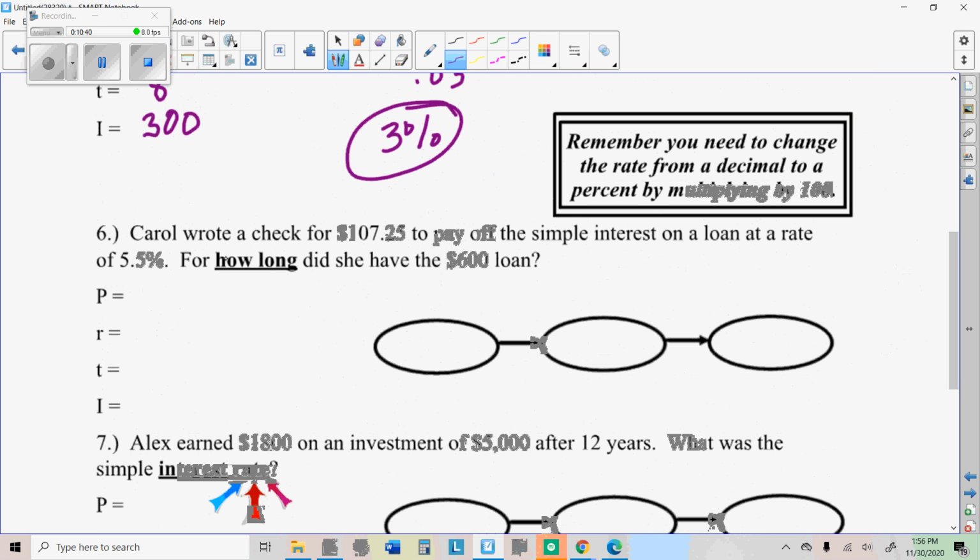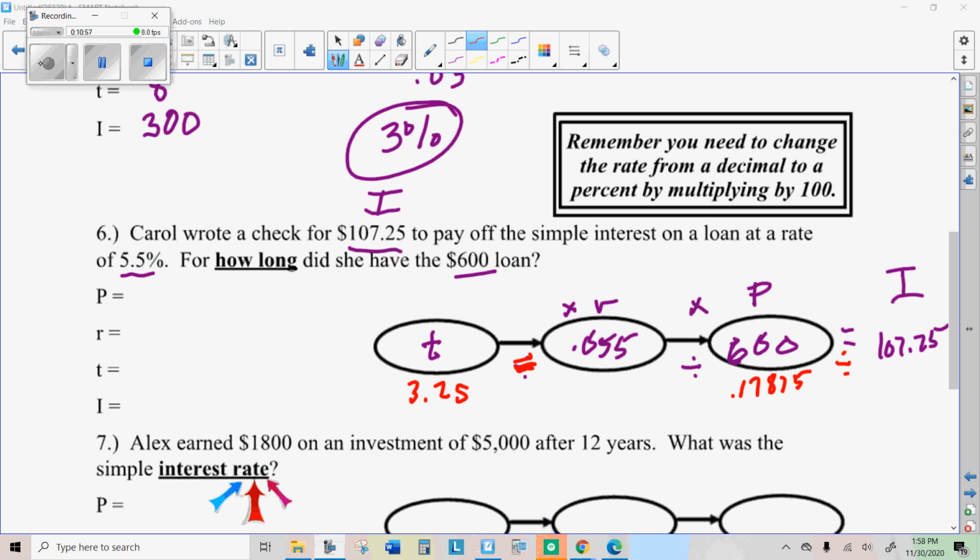And this one, Carol wrote a check for 107.25 to pay off simple interest on a loan. So that's her interest at a rate of 5.5%. How long? So you're looking for the time here. See if you can figure out how to set that up. Okay, so you should have started with this 107.25. Divide that by 600 gives you this amount. And then you divide that by 0.55. And that gets you the time, which is 3.25 years.